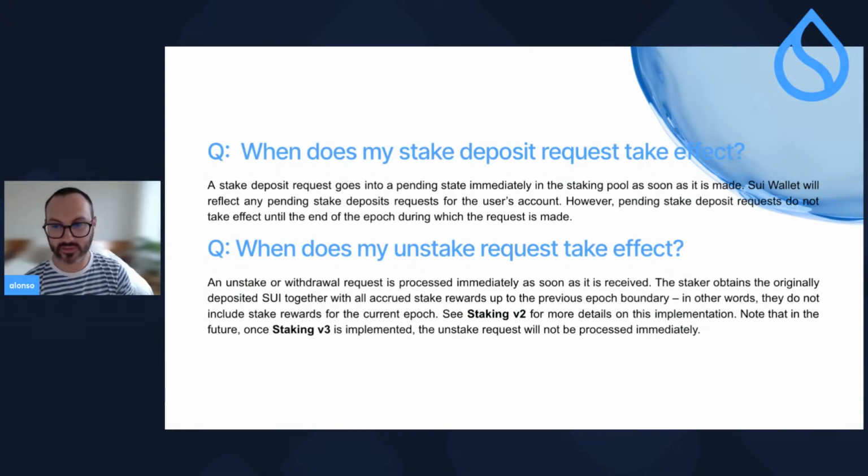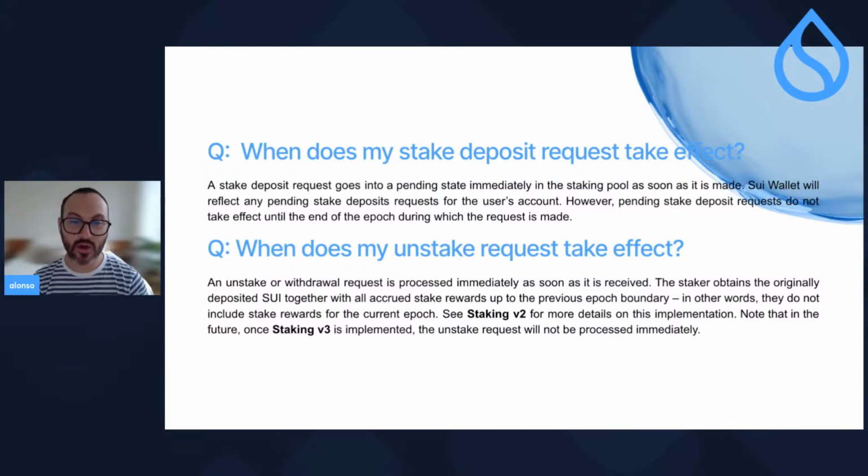So, a simple question: when does my stake deposit request take effect? If I, as a user, stake today, those staked Sui tokens will start counting at the epoch boundary. Remember, everything, specifically the exchange rates, which are really important for the stake reward accounting in Sui, happens at the epoch boundary, because that's when the exchange rates update, since that's when the network can tell how many stake rewards were accrued throughout the network. So if I stake in epoch 35, that Sui will start counting as new stake starting in epoch 36.